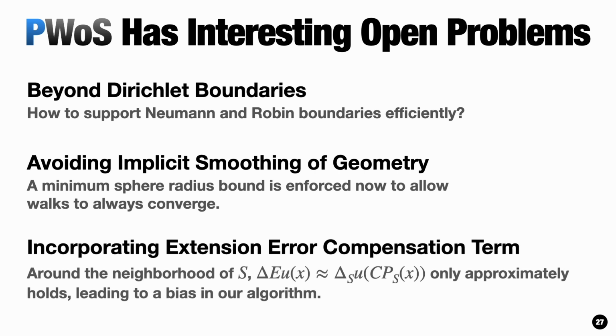Around the neighborhood of the surface, the equality relationship between the volumetric Laplacian and the surface Laplacian holds only approximately, and we introduce some bias because the algorithm ignores this inequality. Incorporating an error compensation term in our computation would further improve the reliability and broaden the applicability of our method.